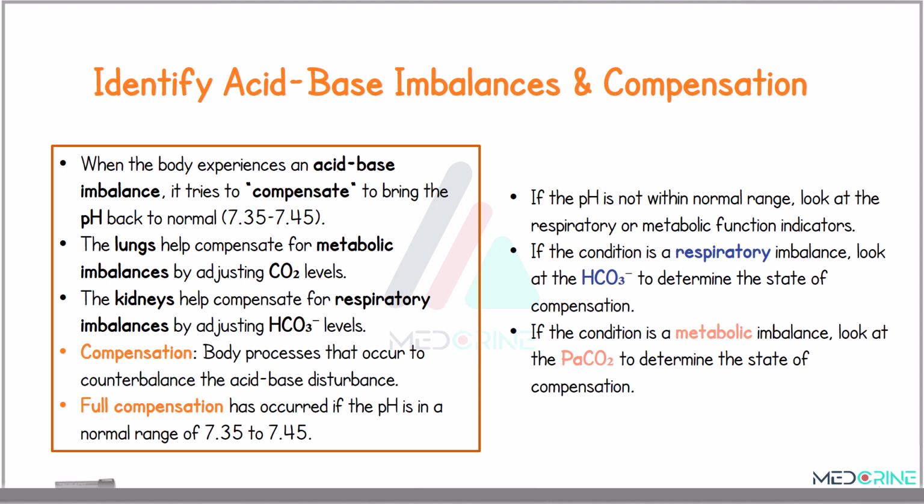If the pH is not within the normal range, we look at the respiratory and metabolic function indicators to identify whether any compensation is occurring or whether we are still in an uncompensated state. If the condition is a respiratory imbalance, we look at the bicarbonate ions to determine the state of compensation. As well, if the condition is a metabolic imbalance, we look at the partial carbon dioxide pressure to determine if the respiratory system, or the lungs, has compensated.